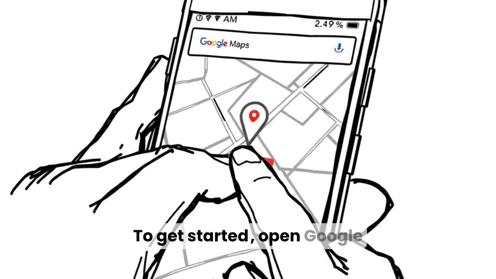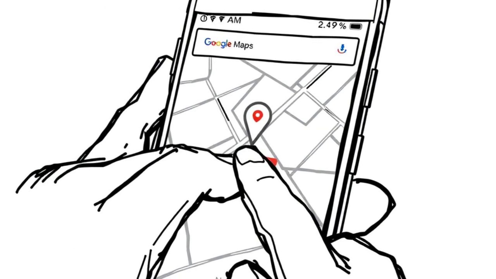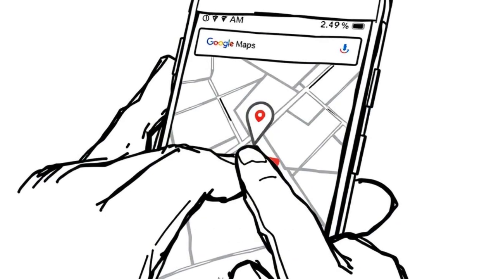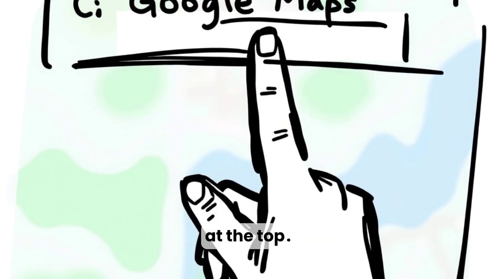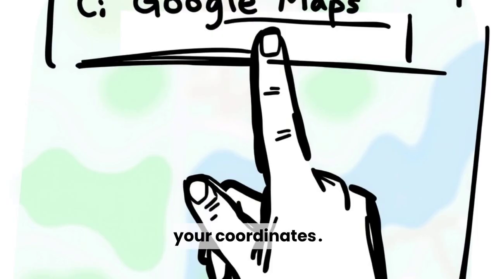To get started, open Google Maps on your device. You can use either the app or website. Tap on the search bar at the top. This is where you'll enter your coordinates.